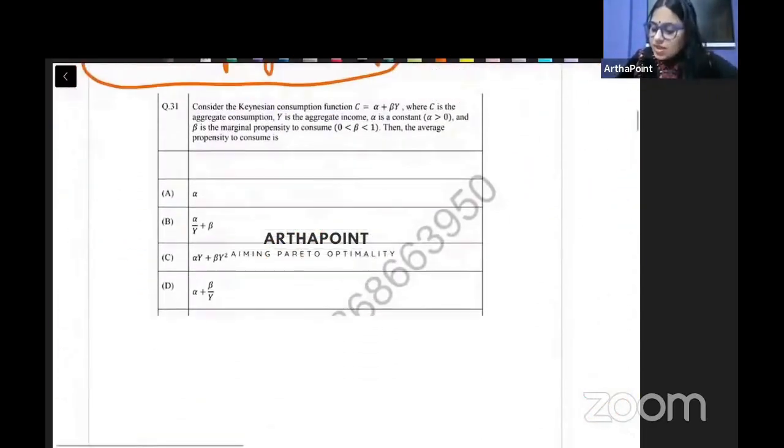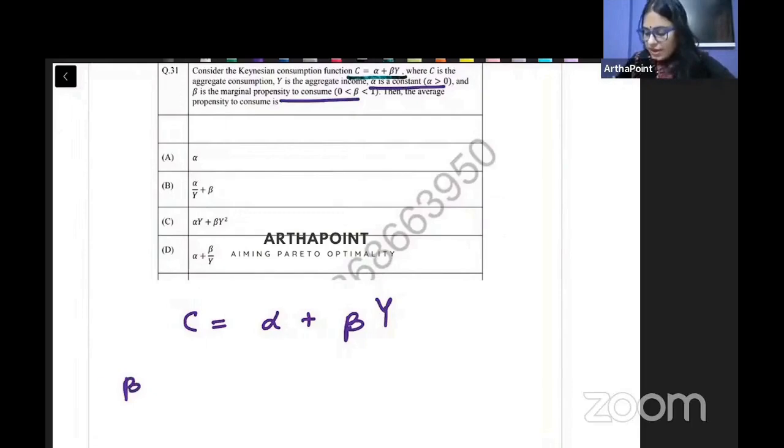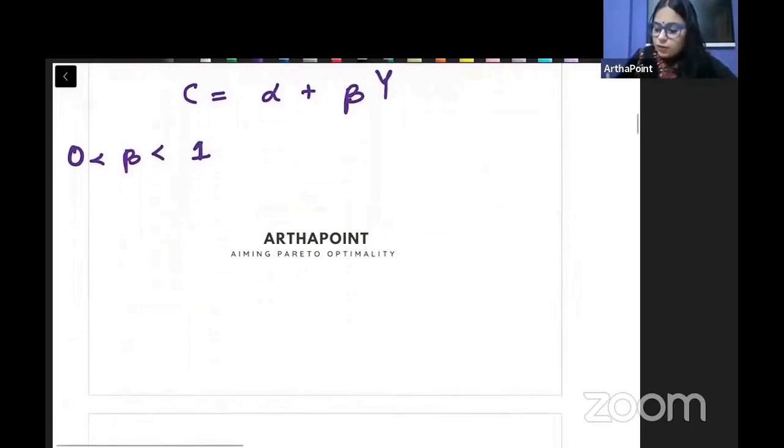This says, consider the Keynesian consumption function. What is the Keynes consumption function? C is equal to alpha plus beta y. Beta, it clearly tells you alpha is constant and beta is MPC and beta is between 0 and 1. क्या बोल रहा है question? Find out average propensity to consume. बहुत simple है.